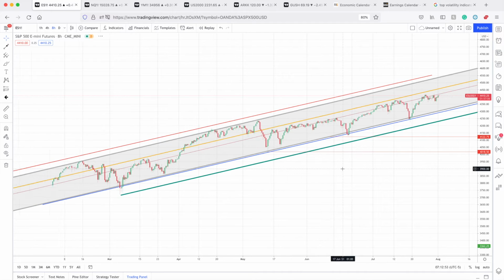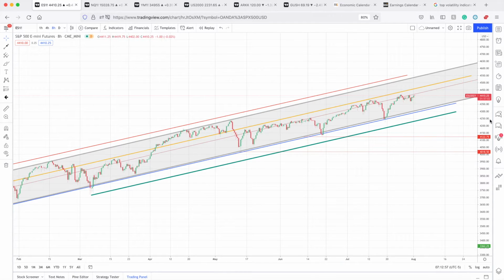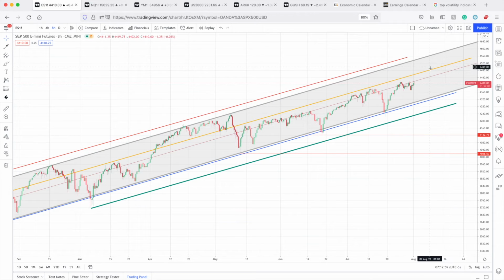What I'd like to point out, which I think is the most important line to keep an eye on right now in the S&P, is this yellow resistance line right here, guys. If you look back here in March, we managed to break. In April we broke up above this resistance line, which we've been struggling to break above since March.